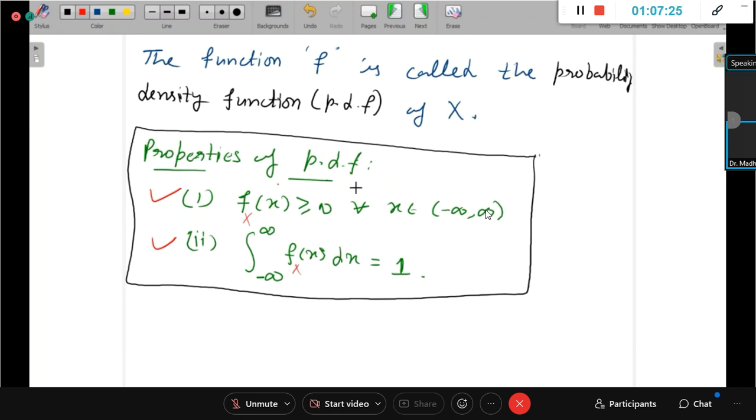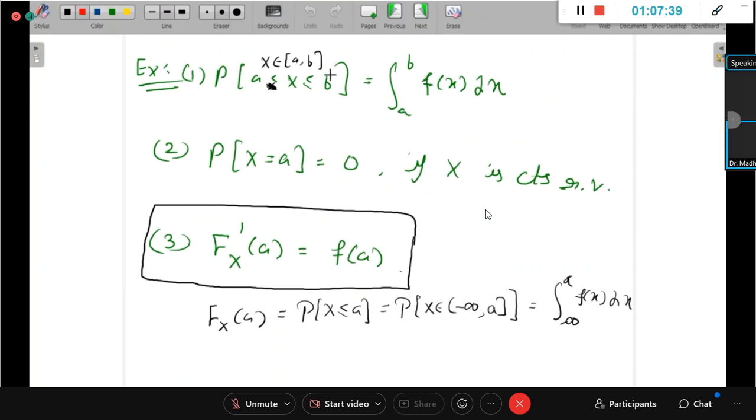The properties are the following. If you have any function which satisfies these properties, then it is going to be the probability density function of a certain continuous random variable x. These things are very easy to relate. Probability of a less than x less than or equal to b, or a less than or equal to x less than or equal to b, meaning x belongs to the closed interval [a, b], is the integration from a to b of f of x dx. Point probability is 0 if x is a continuous random variable.